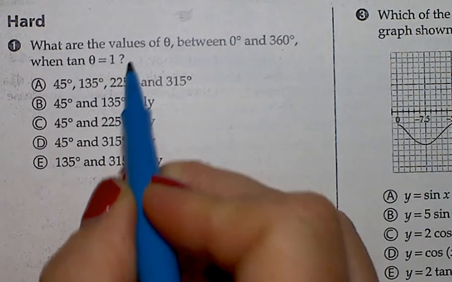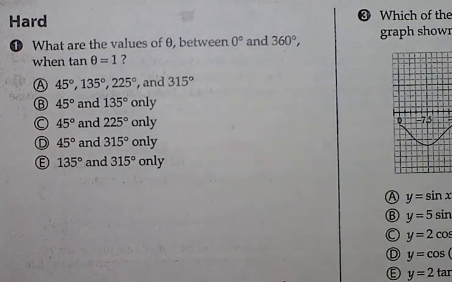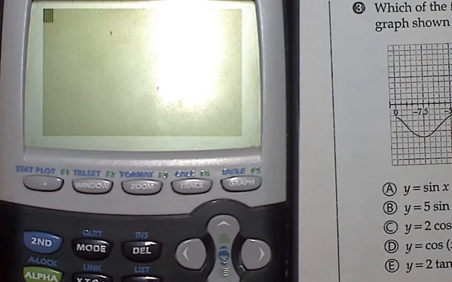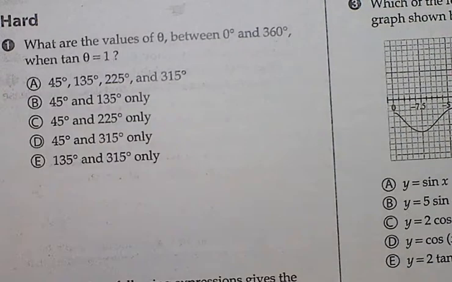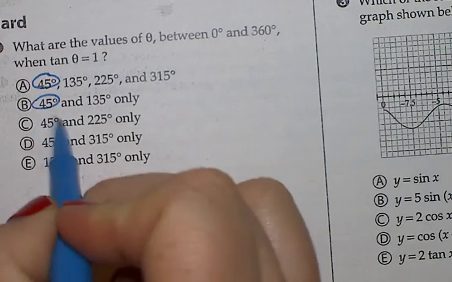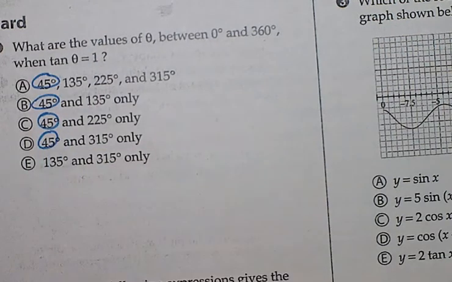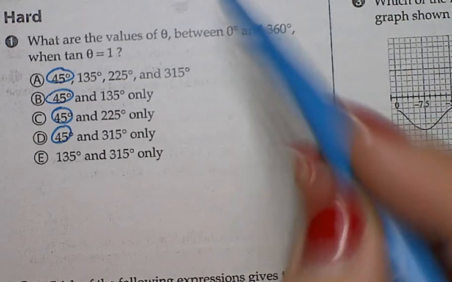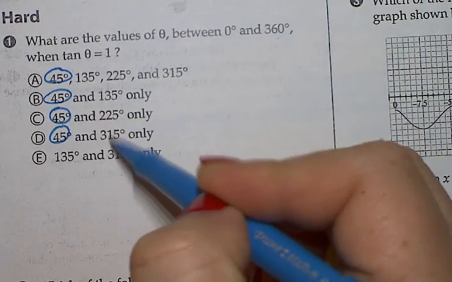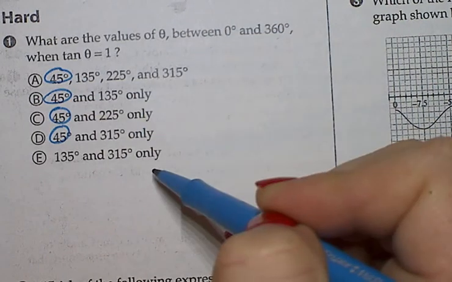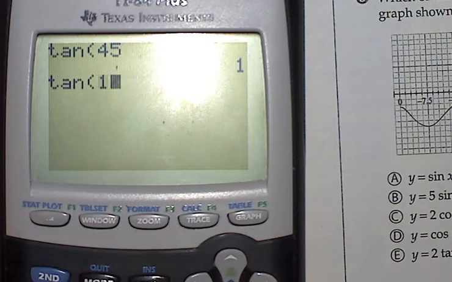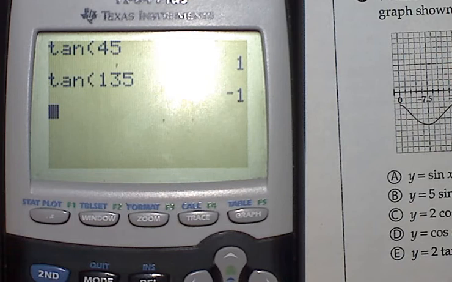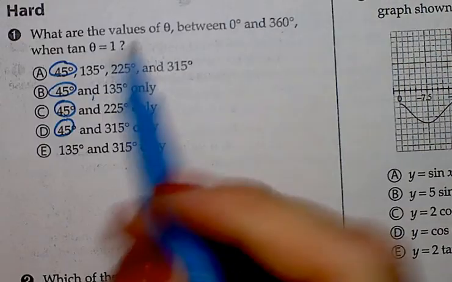So do you see how 45 is in 4 of the 5 options? Okay, follow with me right now. Don't jump ahead. Let's try that. Tangent 45, press enter. Does it equal 1? So anything with the 45 circle. Now I see a lot of 135s and 315s. You guys see those? So I'm going to try 135 next. Let's try the tangent of 135. Does it equal 1? Anything with the 135, cross out.